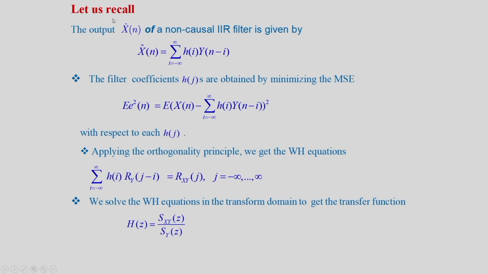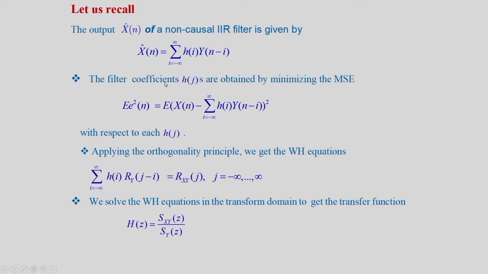Hello students, welcome to this lecture on Causal IIR Wiener filter. Let us recall the output x hat n of a non-causal IIR filter is given by this equation. We discussed non-causal IIR filter in the last class and the filter output is given by this equation.